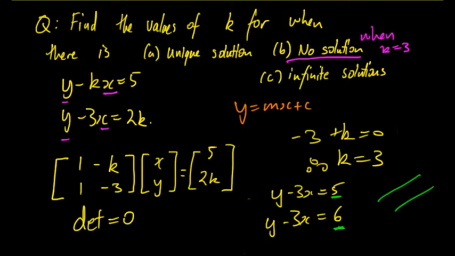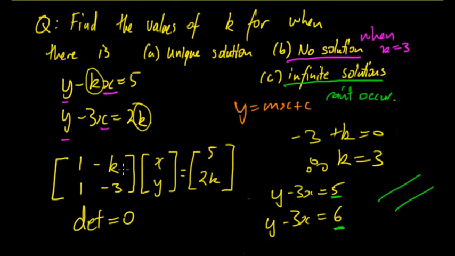Now for infinitely many solutions, this can't occur. And the reason why this can't occur is because when K is equal to anything apart from 3, we have a unique solution. When K is equal to 3, then we have no solutions. Here we have one variable, but in a previous question we looked at, we had 2 variables.